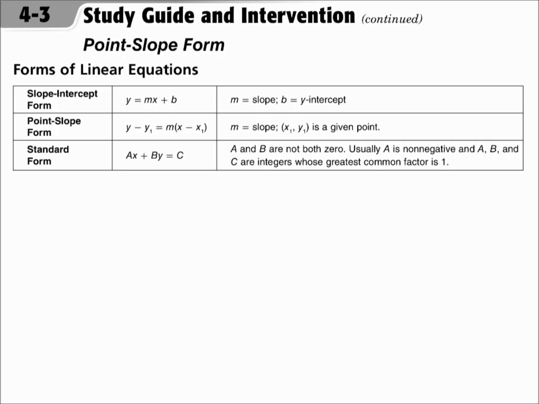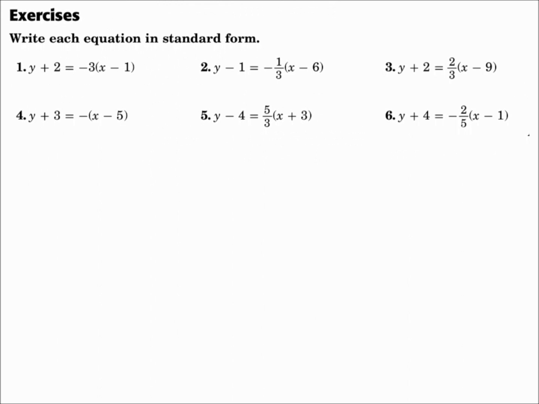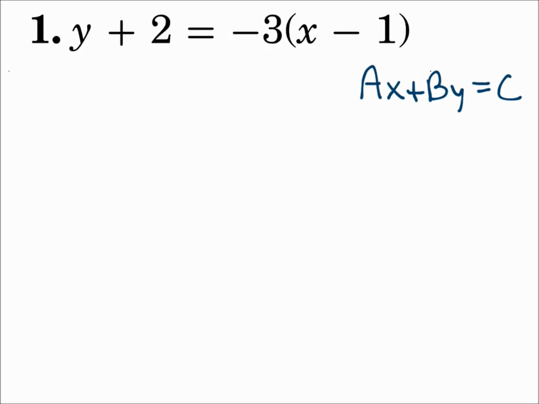No matter where you start a linear equation, be prepared to convert it to any of these forms. So refer to this chart to remember what your final answer should look like. Write each equation in standard form. Number 1, y plus 2 equals negative 3 times the quantity x minus 1.